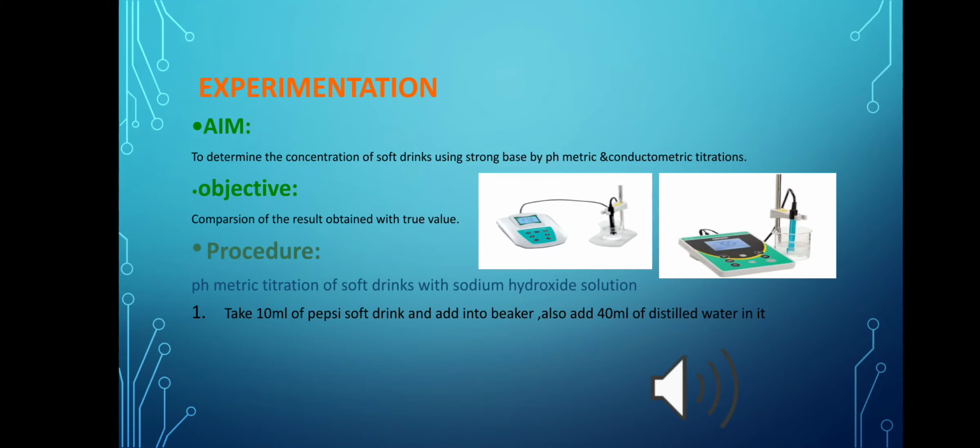pH metric titrations of soft drink with NaOH. Step 1: preparation of standard oxalic acid solution and calculate the molarity of the oxalic acid solution. Step 2: standardization of NaOH, or preparation of secondary standard solution, and calculate the molarity of the NaOH solution. Step 3: 10 ml of Pepsi is added in a beaker and also 40 ml of distilled water is added in it.